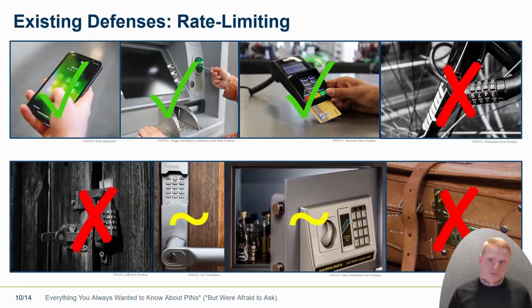Somewhere in the middle are smart locks, so to say, and safes. I googled that, and there are definitely ones which have some rate limiting in place. So in case you're thinking about getting one of those, definitely look for rate limiting. Usually it's about 5 or 10 guesses, and then the safe or the lock gets locked. So definitely look out for one of those if you want to get some.